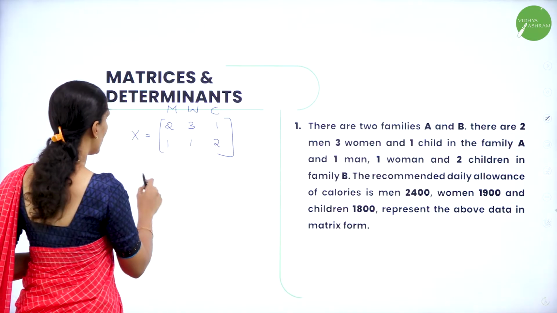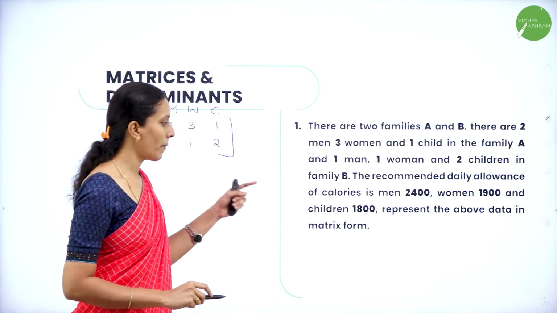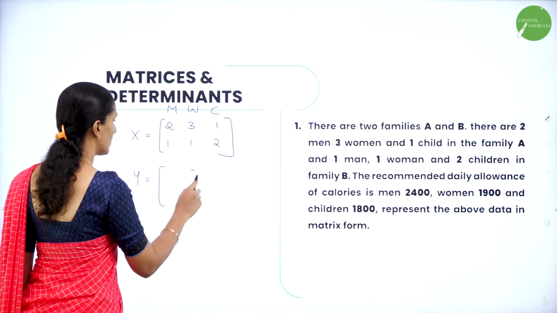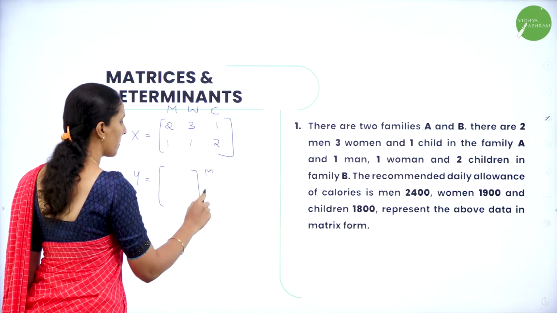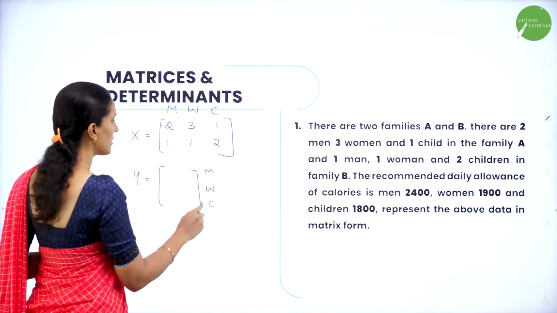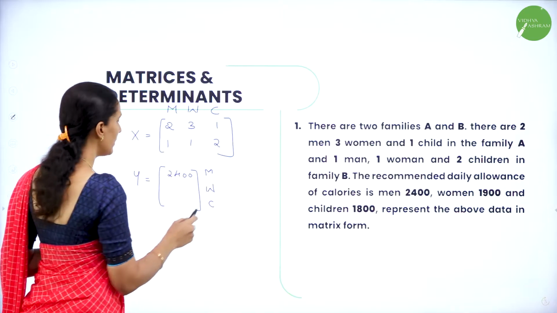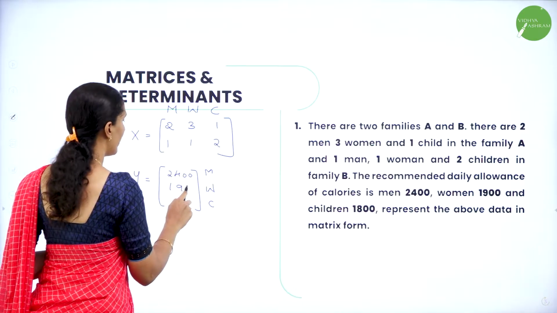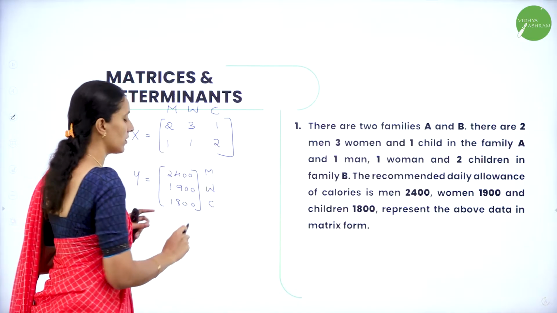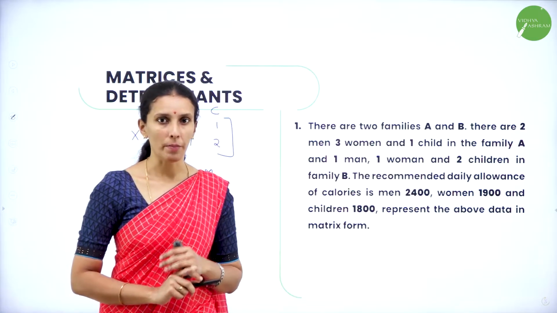Now let Y denote the number of calories intake by men, women and children. So let me write. So by men, women and children, that is, for men it is 2400, for women it is 1900 and for children it is 1800. So thus we have represented the given data in the matrix form.